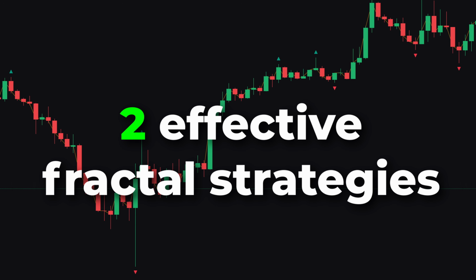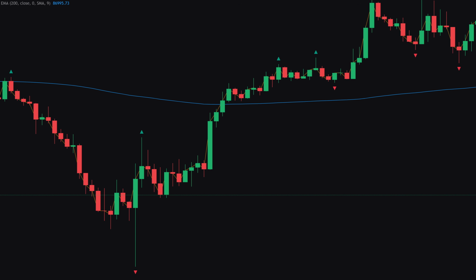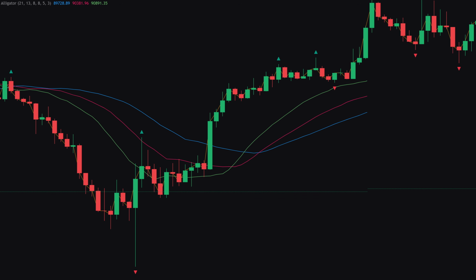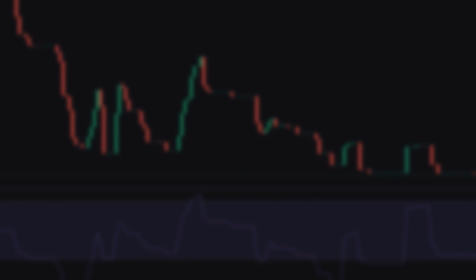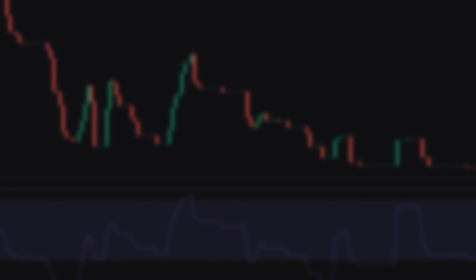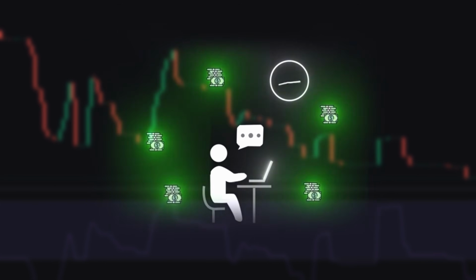You now have 2 effective fractal-based strategies. The first is a breakout strategy filtered by the 200 EMA. The second is a trend-following pullback strategy confirmed by the Alligator and Stochastic RSI. Both strategies are easy to apply and can be adapted to your trading system. The key is to be patient, filter your signals carefully, and follow risk management rules.